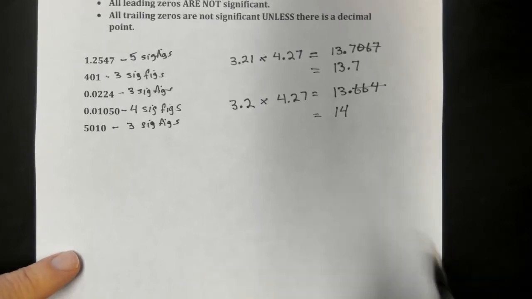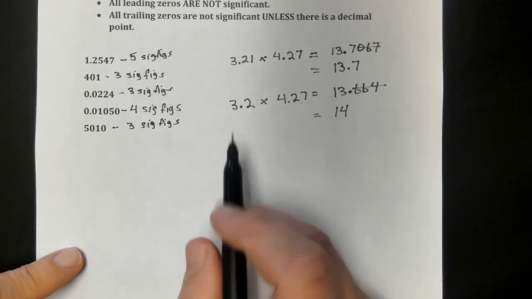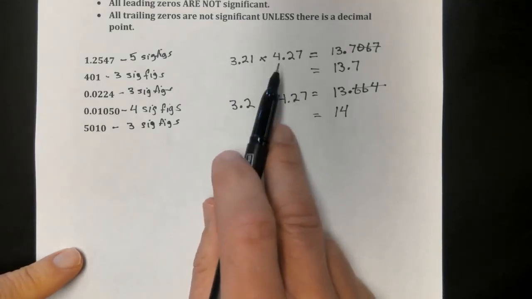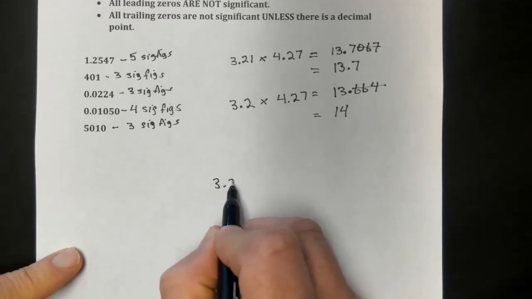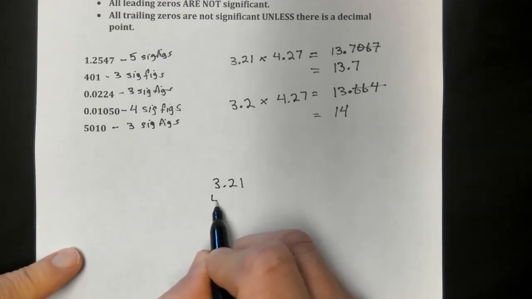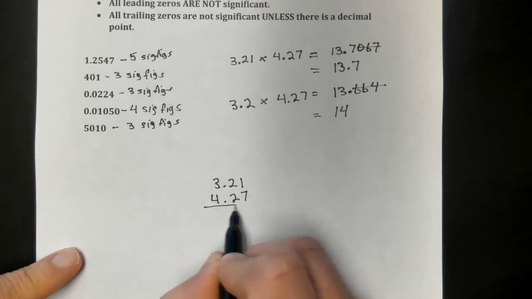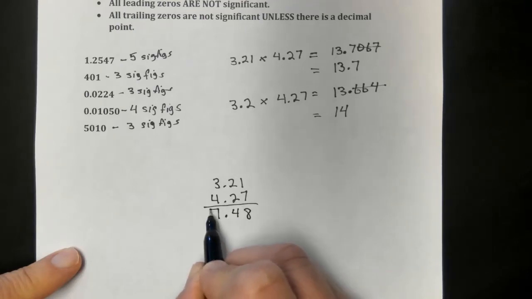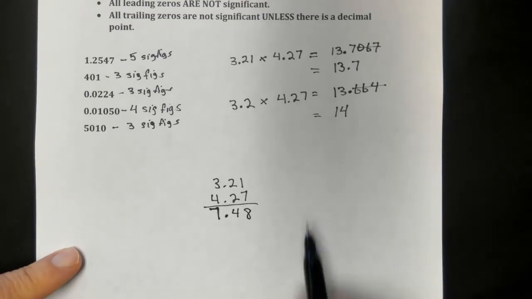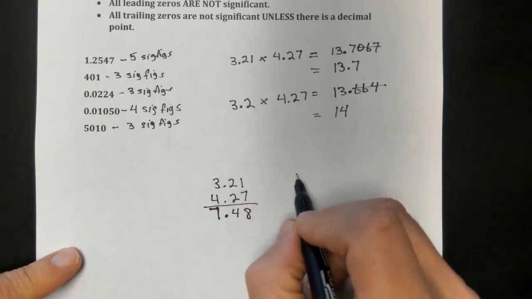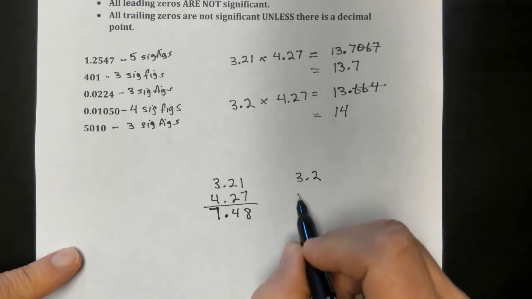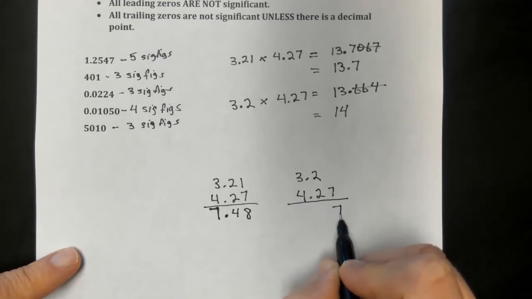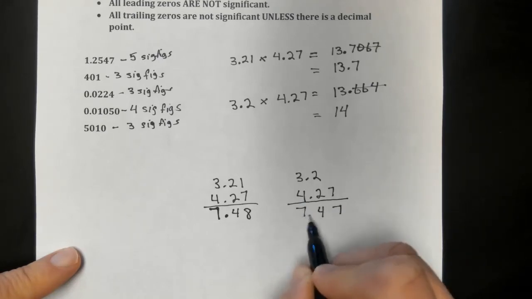So think back, and I don't know if they still do this or not, in elementary school, when you're putting numbers in a column and adding them together. Let's add these two numbers. Instead of multiplying, we're going to add these together. 3.21 plus 4.27. Add them together: 7.48. Okay. Let's add these two together: 3.2, 4.27.